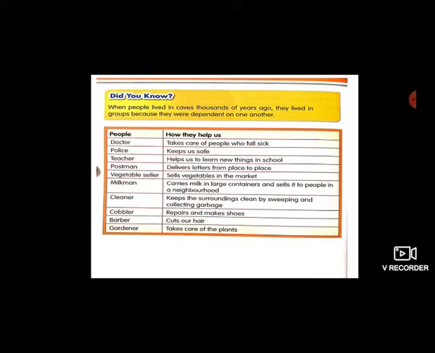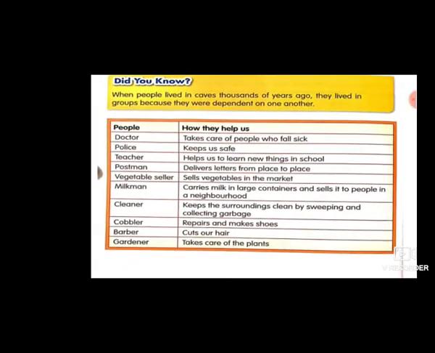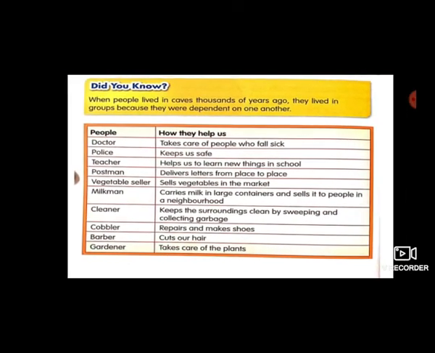Page number 36. Students, there are many people in our neighborhood. They help us in many ways. For example, doctor takes care of us when we fall sick. Police, they keep us safe. Teacher helps us to learn new things. Postman, he delivers the letters from one place to another. Vegetable seller, he sells the vegetables in the market. Milkman, he delivers the milk to the different places and people.